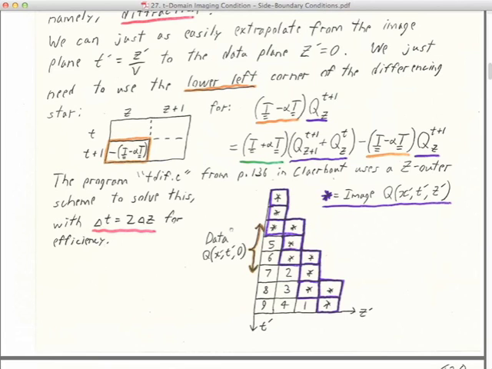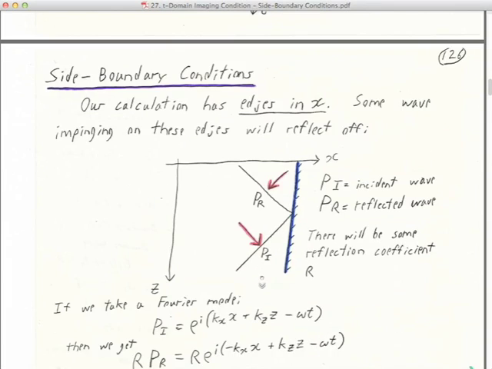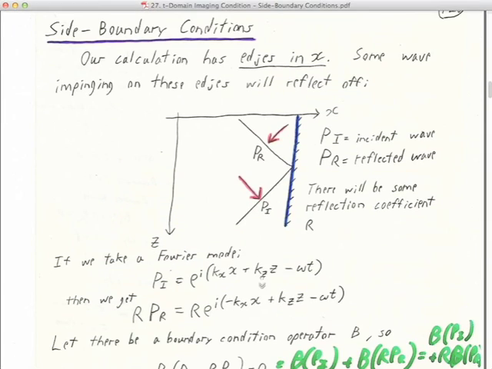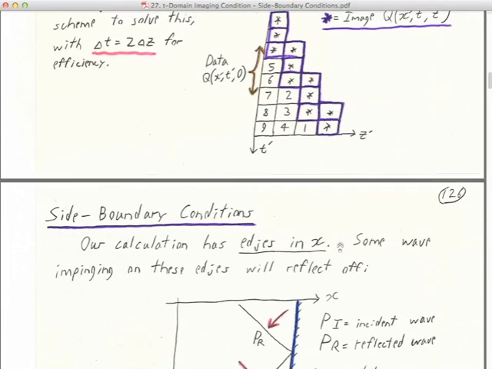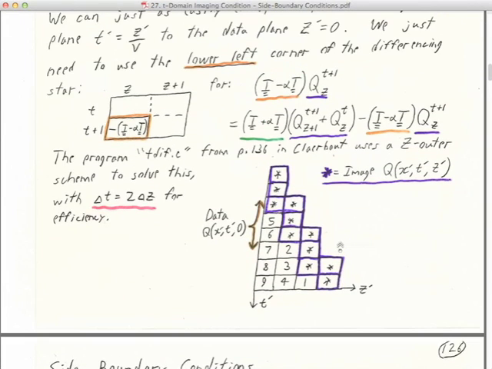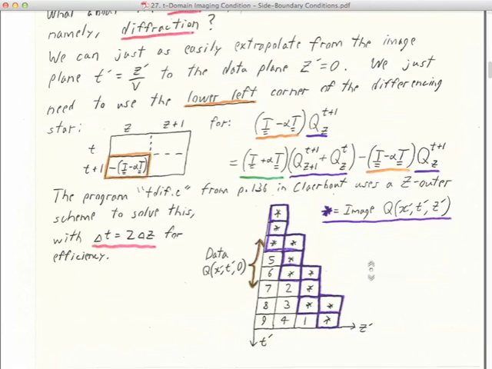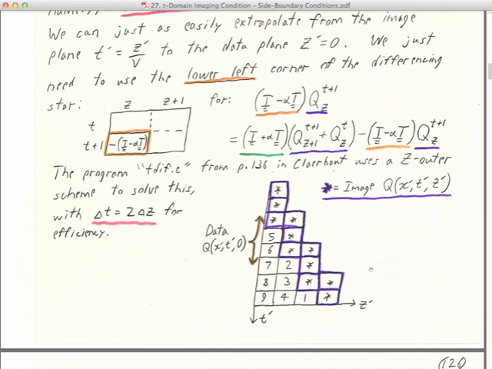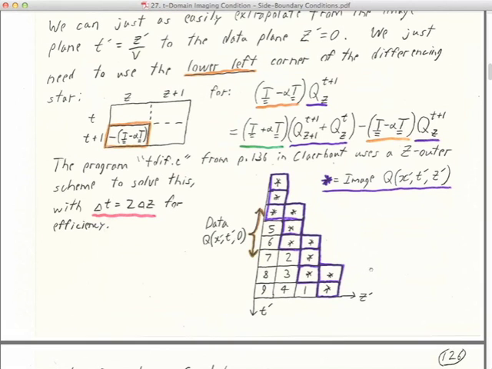And now I'm going to spend a few minutes talking about side boundary conditions. And maybe I shouldn't. Okay, so the next lecture is going to start in notes 27, page 126.